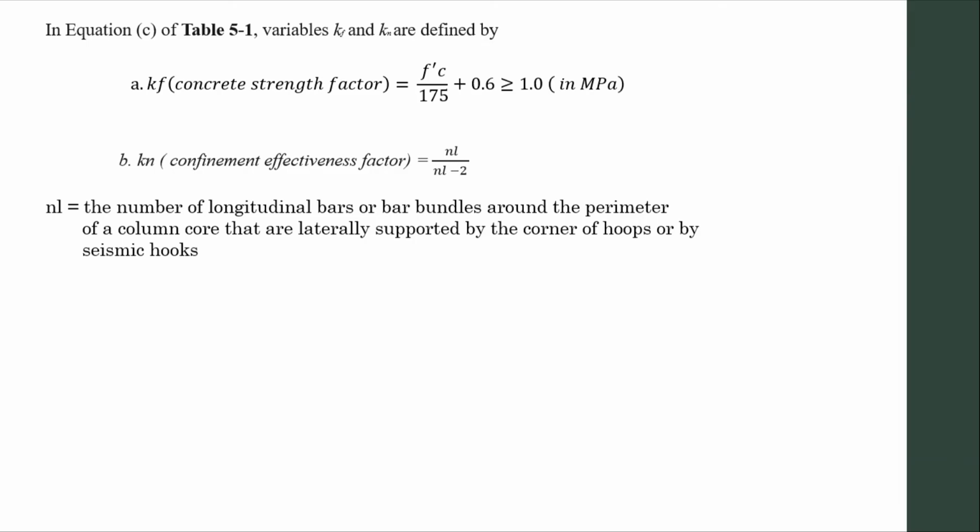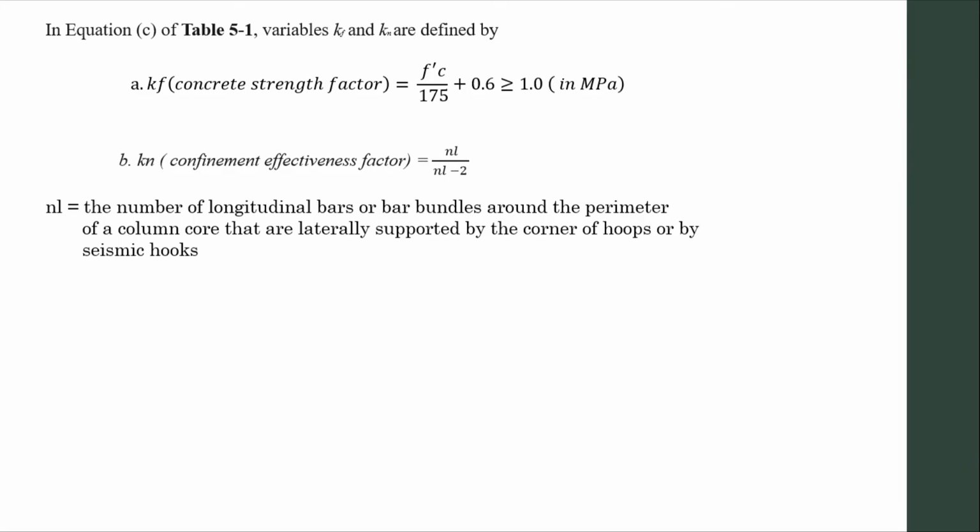So, yung concrete strength factor is given na formula na F prime C over 175 plus 0.6, shall be greater than or equal to 1.0. Kailangan mataas sa 1.0, unless kapag mababa, adopt 1.0. So, F prime C is the compressive strength of concrete at 28 days. Next is the confinement effectiveness factor: NL over NL minus 2.